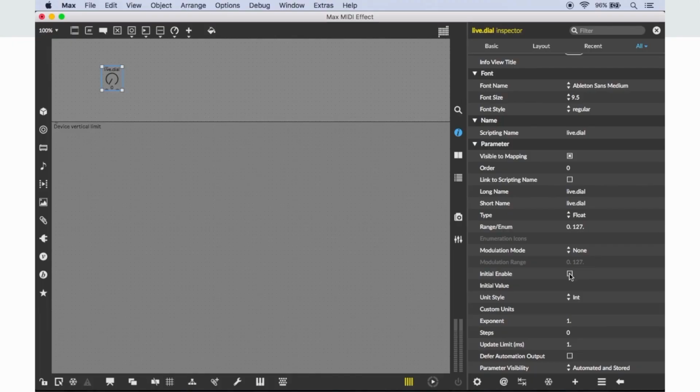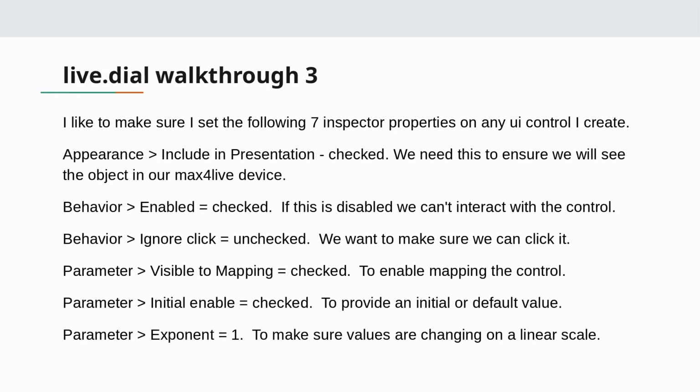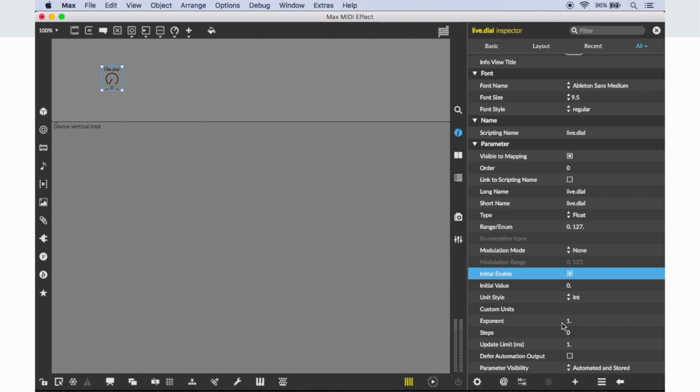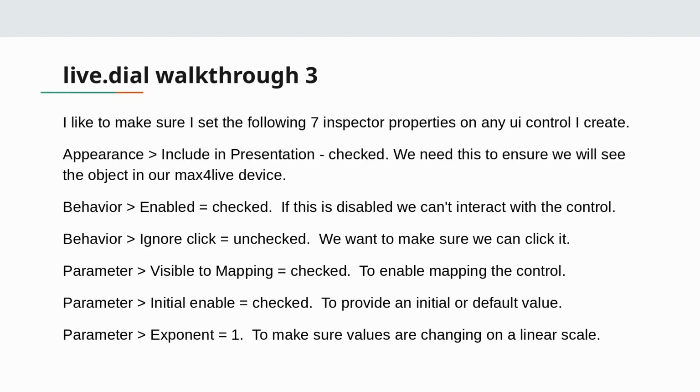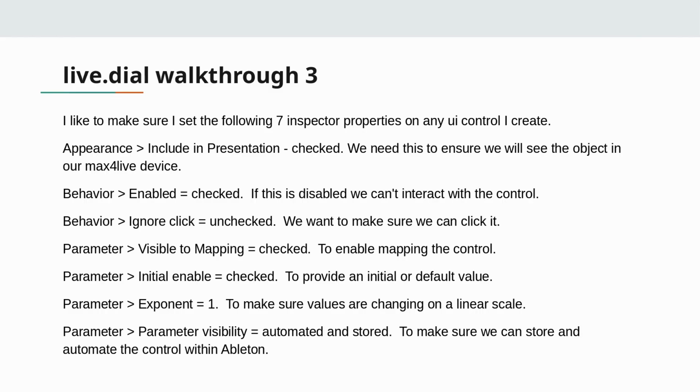Parameter initial enabled, checked, to provide an initial or default value. Parameter exponent 1, to make sure values are changing on a linear scale. Parameter visibility automated and stored, to make sure we can store and automate the control within Ableton.